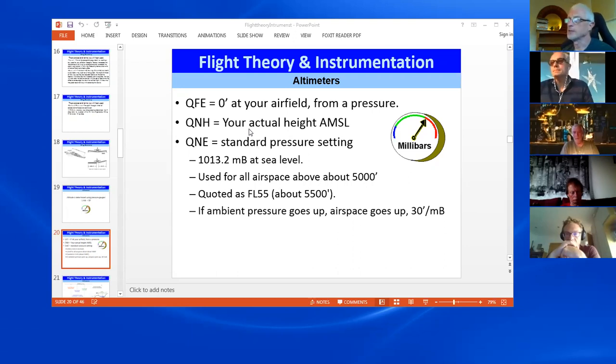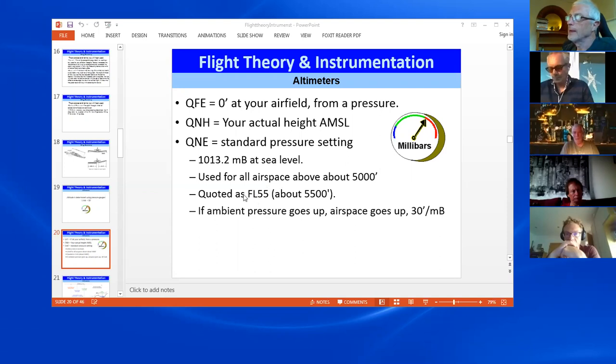QNE we talk about in the other one, but it's in there just for reference. QNE is the standard pressure setting. It's the international standard, 1013.2 millibars at sea level. Regardless of what the pressure is, that's what aircraft set themselves on. Okay, nothing really to do with paragliding. Well, it actually does have a relevance.